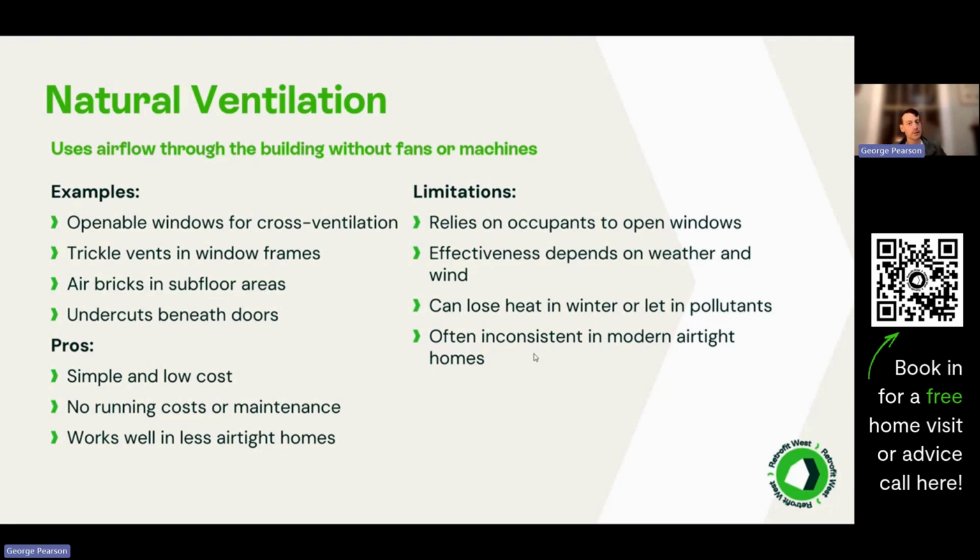Their performance depends on occupants remembering to use them and the layout of the property as well. Or if it's cold and rainy and windy, then you're probably going to keep the windows closed. Trickle vents provide background ventilation on windows. They allow slow, continuous exchange of air, and they help reduce stuffiness and control moisture buildup.